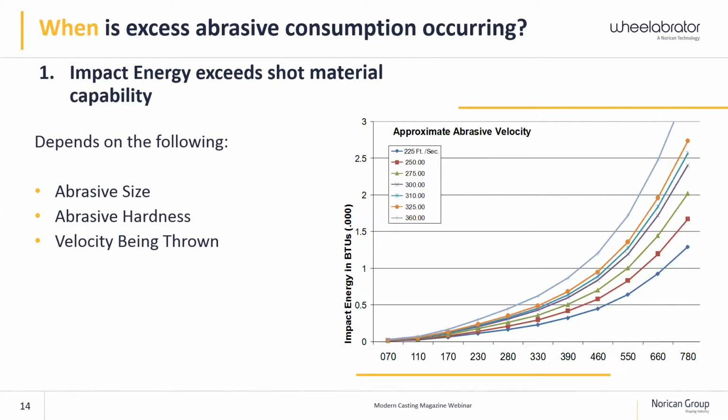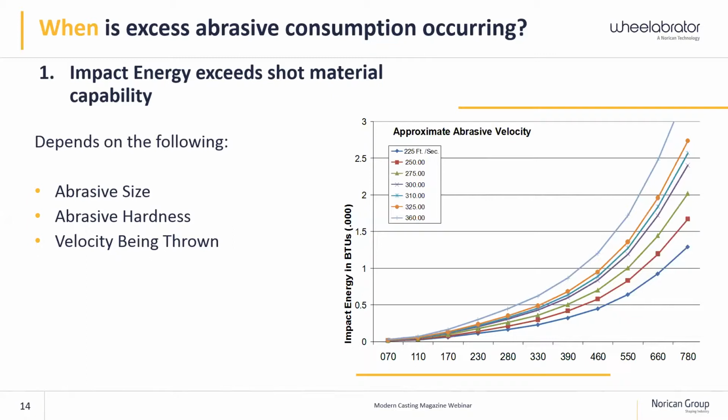Those are going to actually start to give you velocities all the way up to 360 feet per second. Okay, so one of the things that so many customers and suppliers didn't really look at was, as you start to increase your velocity, you could actually drop down your abrasive size to get the same impact energy. That impact energy is what is actually doing the work on your part.